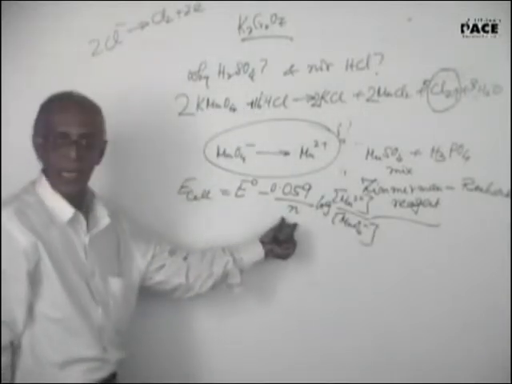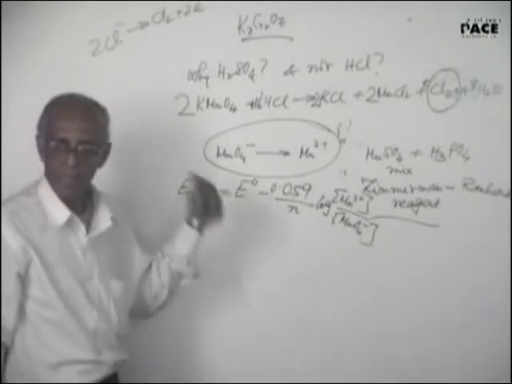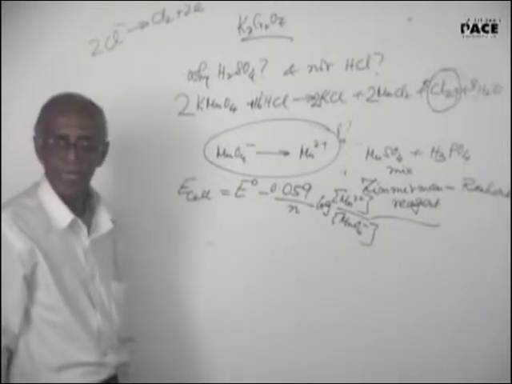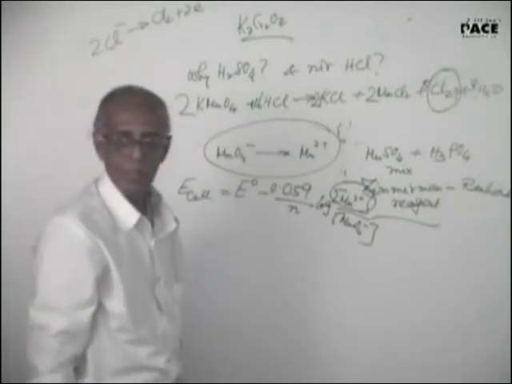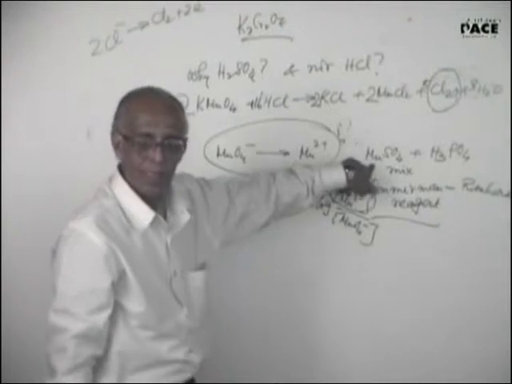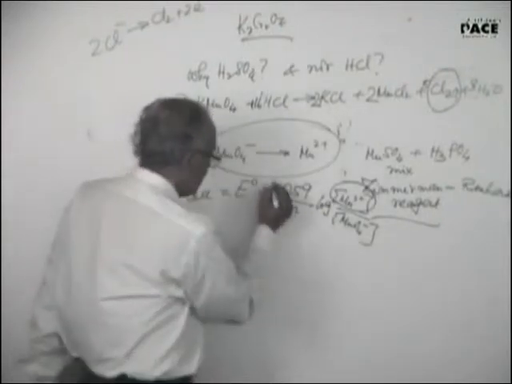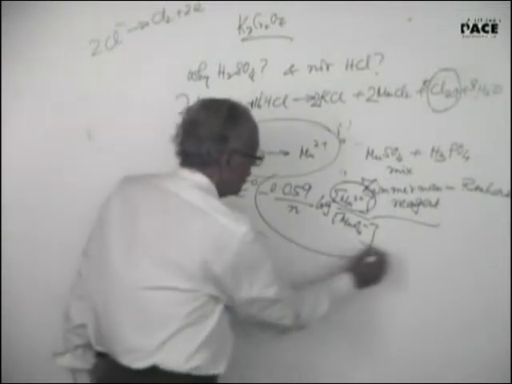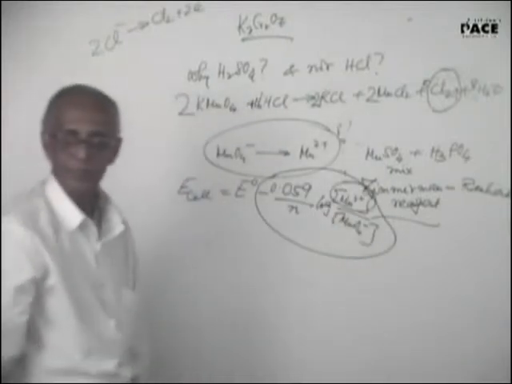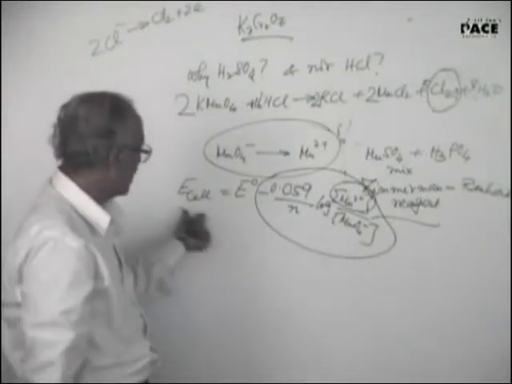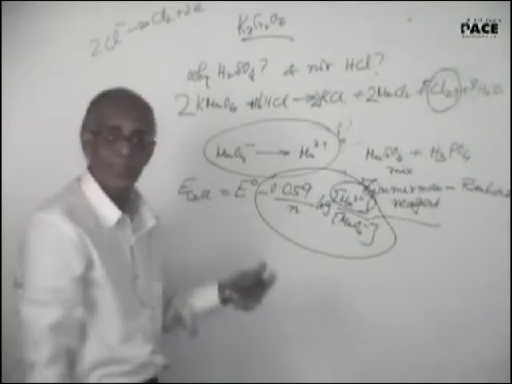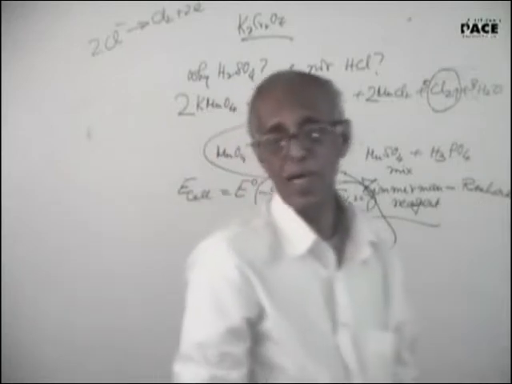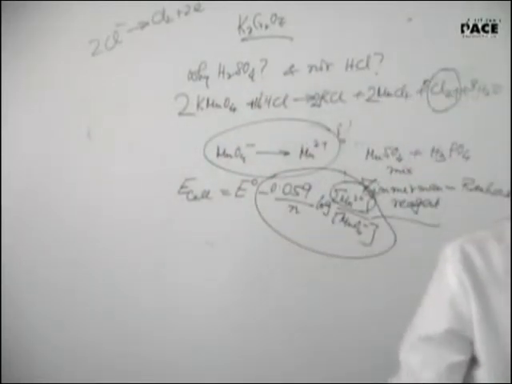Yes, n is 5 here because it is a 5 electron change. Now if I add excess of manganese 2 plus, then what will happen? This term will be a large negative value, so E cell will decrease. And now permanganate cannot oxidize chloride to chlorine, because the oxidizing character of permanganate has reduced.